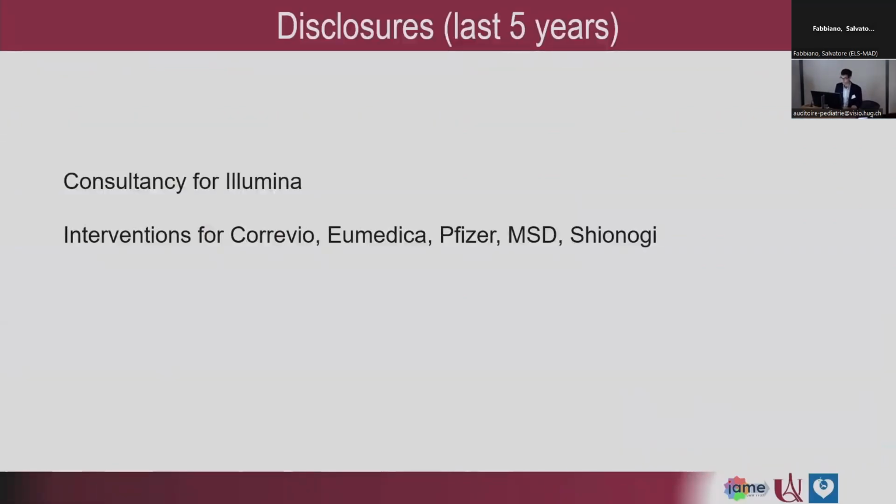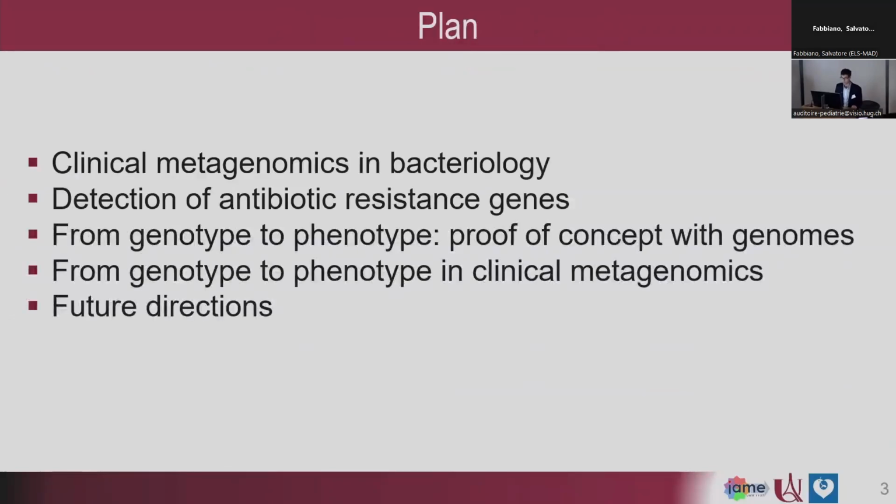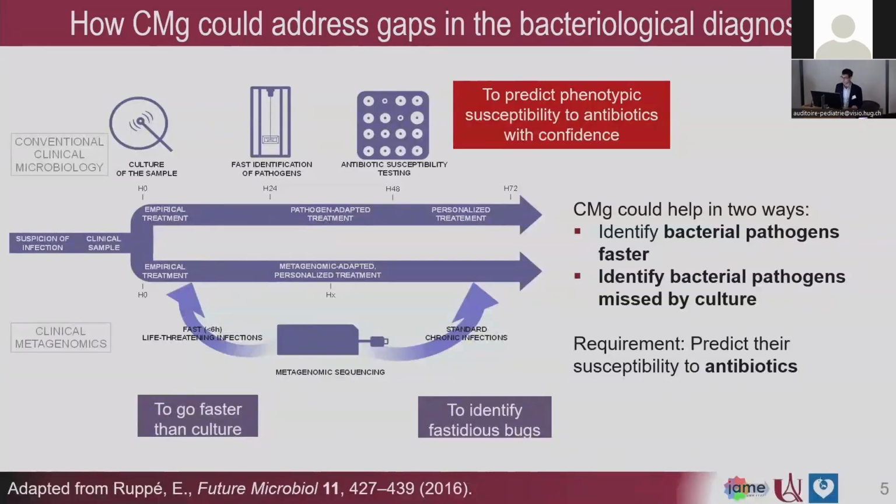So these are my disclosures for the last 5 years, and this is an outline. I'm just going to recapitulate what we expect from clinical metagenomics in bacteriology, how to detect antibiotic resistance genes in metagenomes. Then we're going to address the challenge of going from genotype to phenotype, from the DNA information to inferring phenotype. We will show the proof of concepts in genomes and try to bring clinical metagenomics into bacteriological diagnostics.